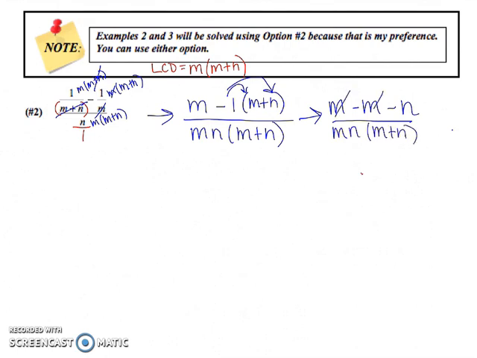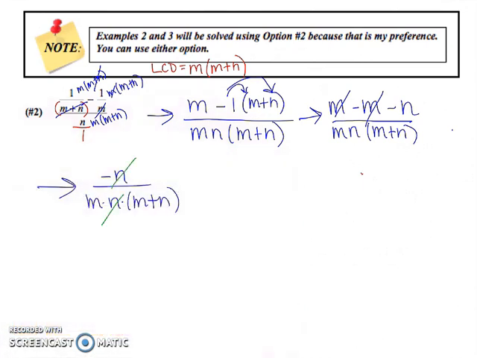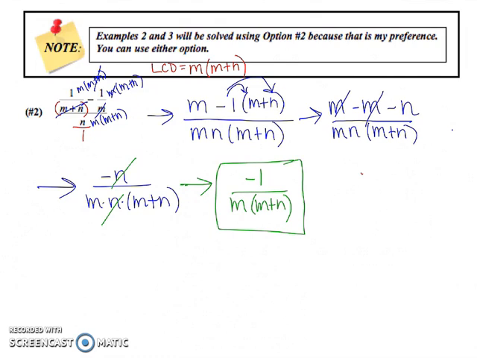Okay, so my m's are going to cancel out. That's going to leave me with -n in my numerator, and then m times n times m plus n in my denominator. Now, there is one more thing I can do here. I can also simplify those n's. So I can go ahead and cross that out as well, but keep in mind there's still that negative sign up there. So my final answer is going to be -1 over m times m plus n. And that is going to be my final answer.